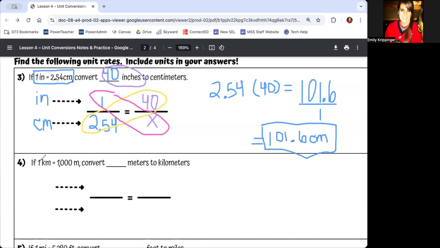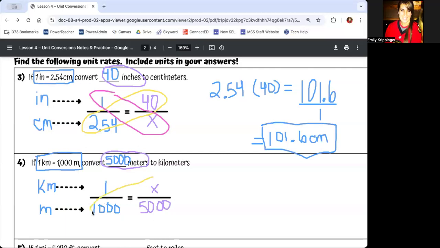All right, number 4, if 1 kilometer is equal to 1,000 meters, convert 5,000 meters to kilometers. So that initial ratio that's given to us is right here in the first sentence. 1 kilometer is equal to 1,000 meters. So the units that we have are kilometers and meters. And the 1 goes with kilometers, 1,000 goes with meters. Now we look at the other number that was given to us. We were given 5,000 what? 5,000 meters. Meters went on the bottom, so this 5,000 goes on the bottom. We are solving for the kilometers.